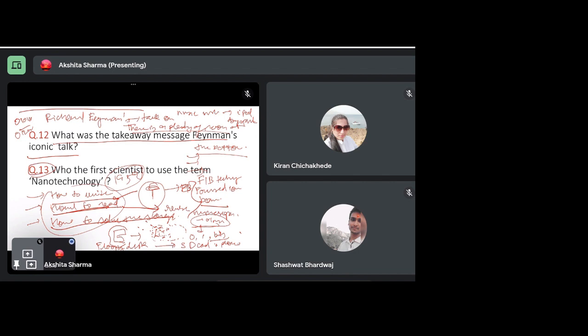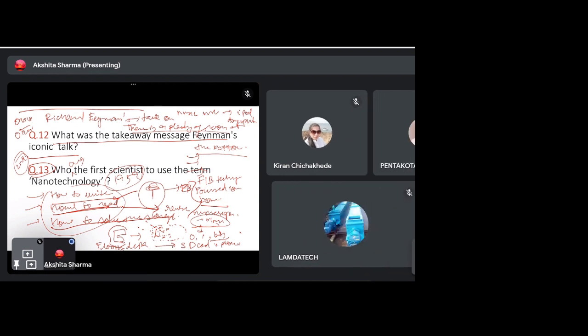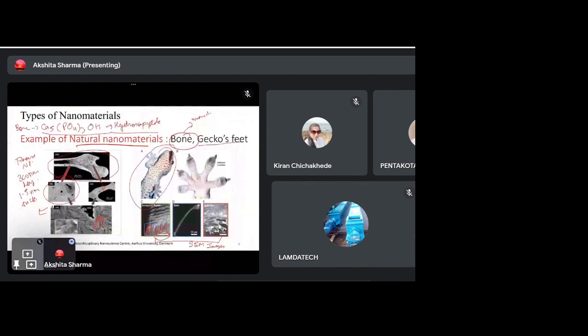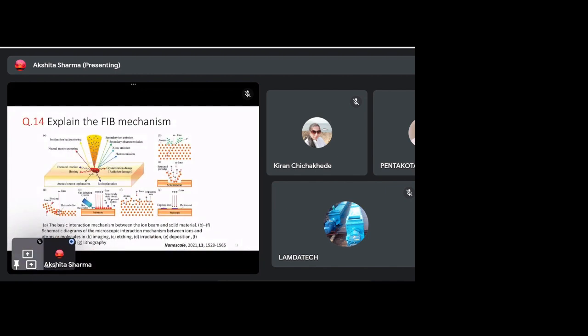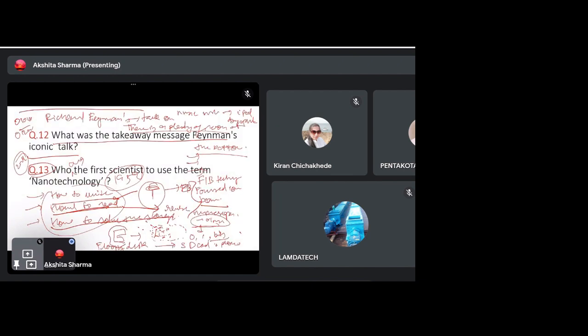So the next question: who was the first scientist to use the term nanotechnology? This is the second question which you will look for, and for the previous question you have to look for the equation for the polydispersity of polymers, right? Now I will explain the fifth mechanism. Does anybody understand what the fifth mechanism is? How does focused ion beam work?